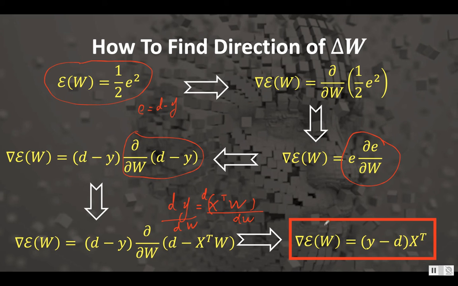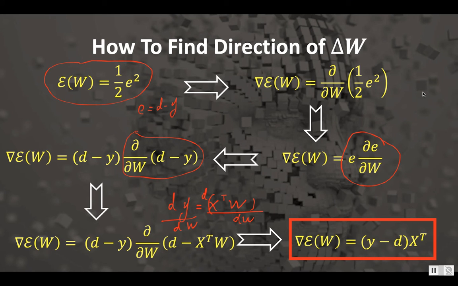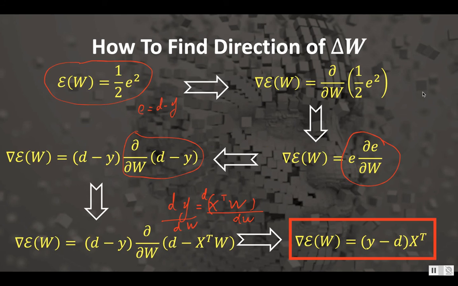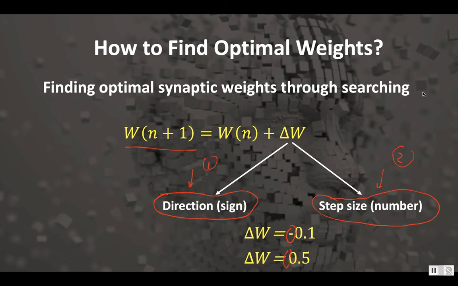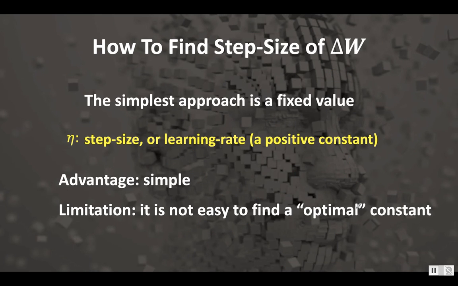So now we find the direction, which equals the gradient of the cost function with respect to w. Now we know the direction of the adjustment. The second thing is, how can we find the step size? That is another thing we need to figure out, because if you go back to the slides, there are two things that determine the adjustment. One is direction, which is what we derived, and the next one is step size. How can we find the step size?